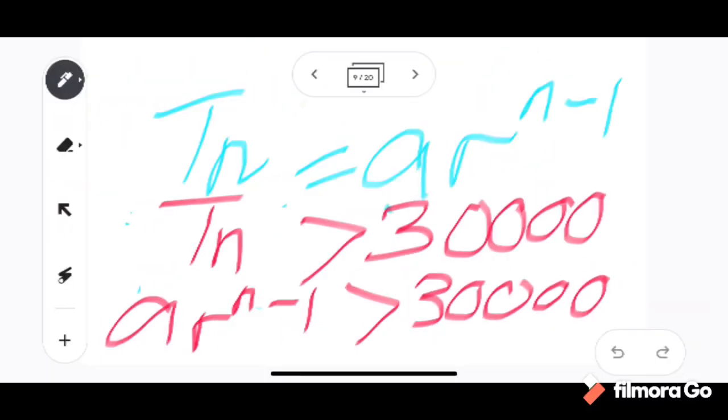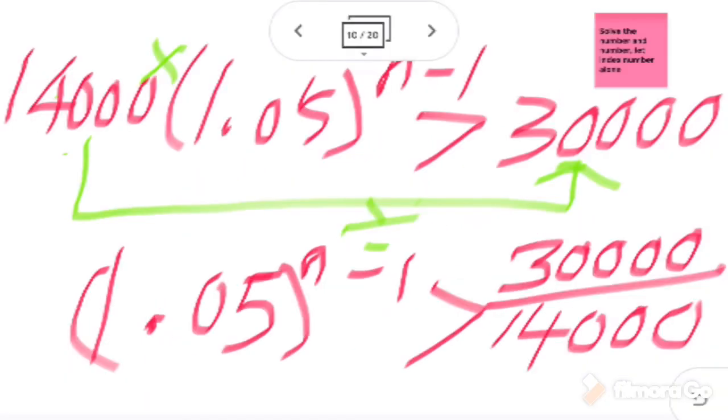So you take 30,000 divided by 14,000, and use the calculator to simplify into a fraction. We prefer answers in fraction because it is more accurate. So express it as 21 over 20 to the power of n minus 1 more than 15 over 7. Fraction is better because it gives you a more accurate answer.